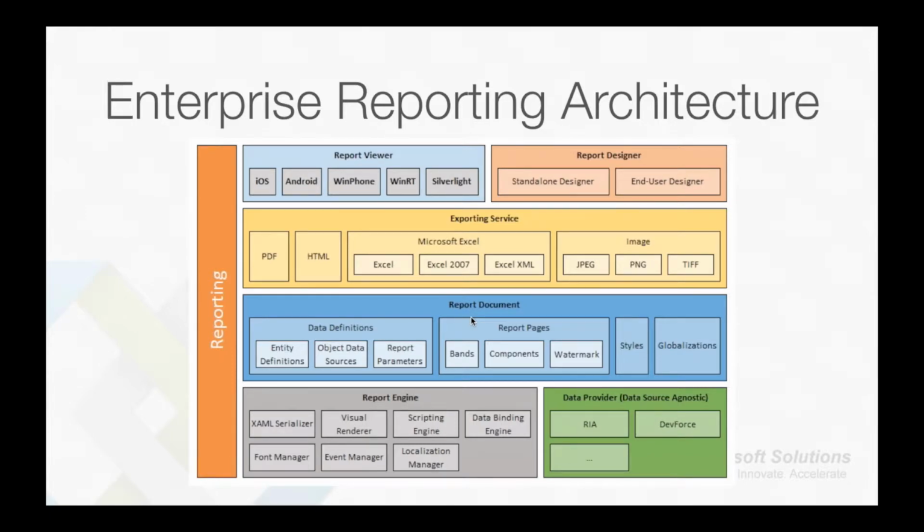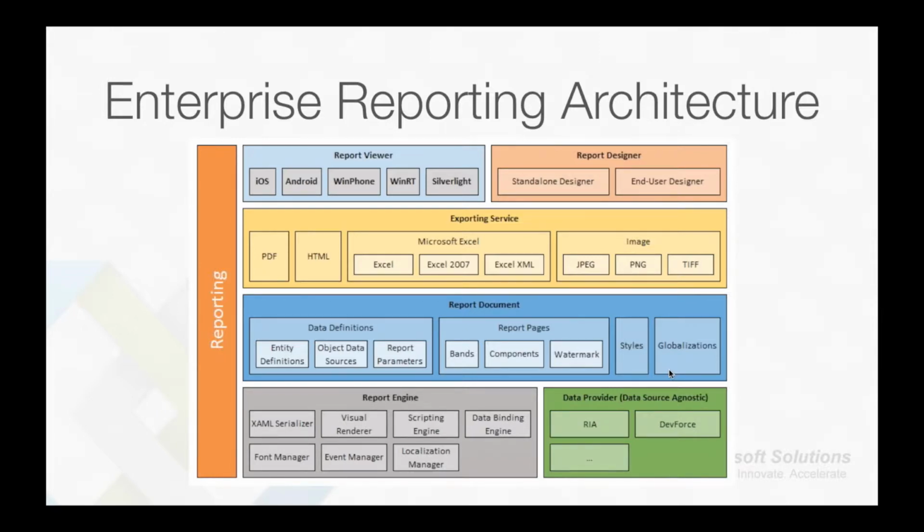This figure shows the architecture of the Enterprise Reporting Service. At the heart of the reporting services are the reporting engine and the data provider. The reporting engine consists of many components, such as XAML serializer, visual renderer, scripting engine, data binding engine, and so on. The data provider provides the data to the report engine. You can specify any data provider to be used with the report engine. Then the engine will use the report document to generate the report.